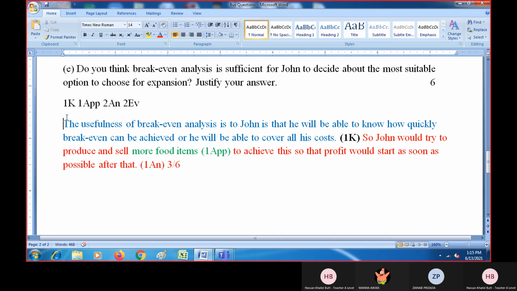Okay. Now, we started with the usefulness of break-even analysis to John: he will be able to know how quickly break-even can be achieved, or he will be able to cover all his costs. So knowledge marks gained. So John would try to produce more food items. This is an application, to achieve this so that profit would start as soon as possible. So this is analysis, and I told you that application is normally inside the analysis. It is part of the analysis. The application is not something which you write separately.